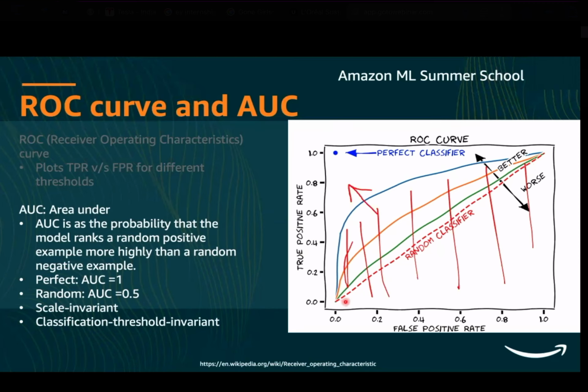The random AUC is 0.5, which is the area under the random classifier curve. You can compute the area as half into base into height. Base is 1, height is 1, and hence the random AUC is 0.5. The advantage of AUC is that it's scale invariant and classifier threshold invariant, because you compute the AUC across all the thresholds.